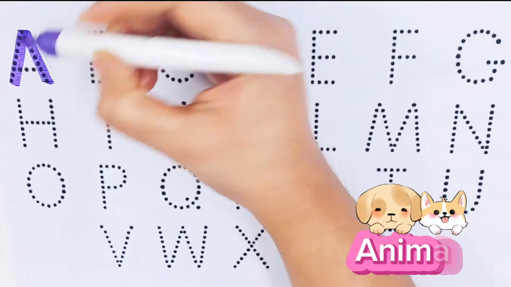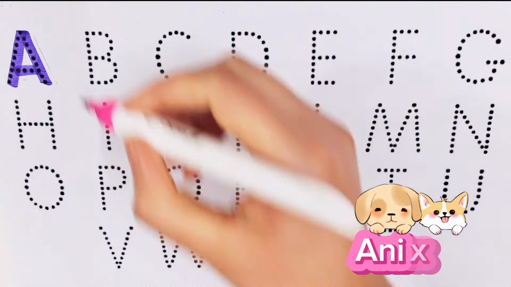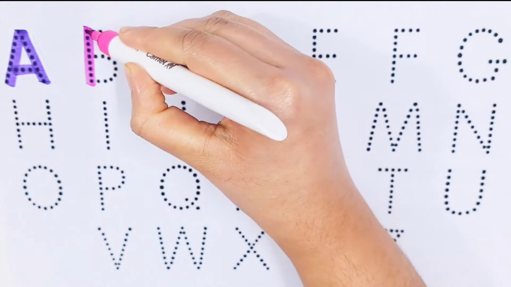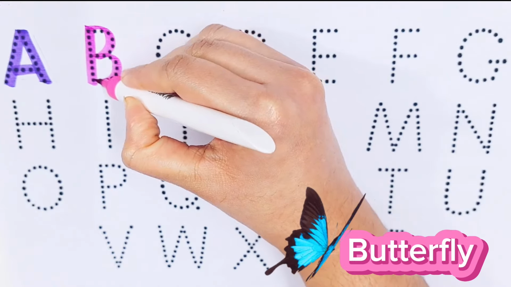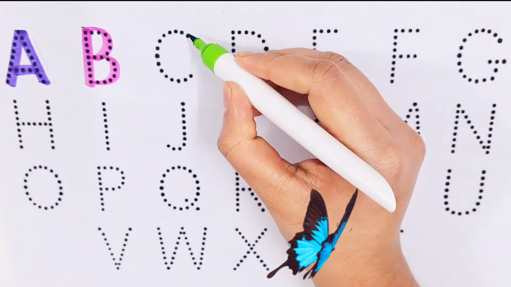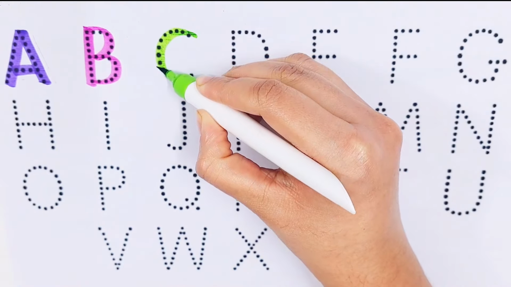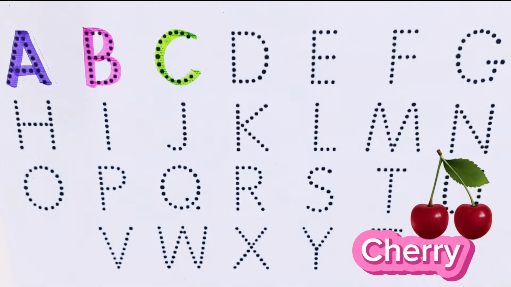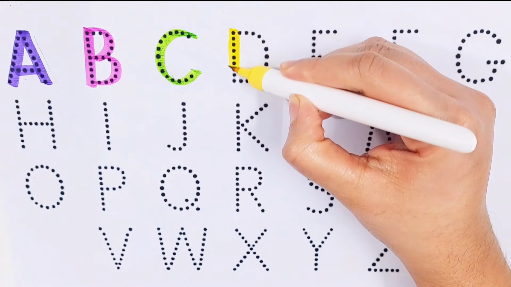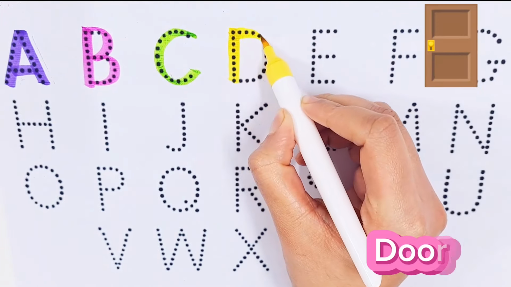A for animals. B for butterfly. C for cherry. D for door.